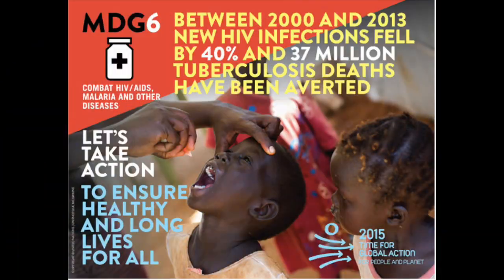Also in maternal health, the UN expects to reduce the maternal mortality ratio by 75%. Globally, nearly 289,000 maternal deaths occurred in 2013. The UN reports that the maternal mortality ratio was cut in half since 1990.